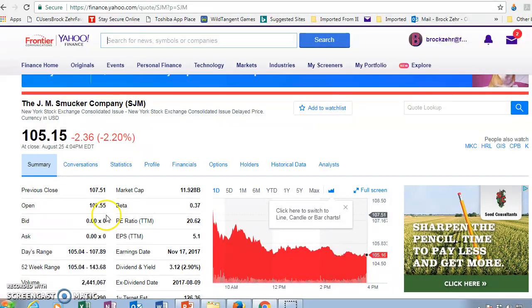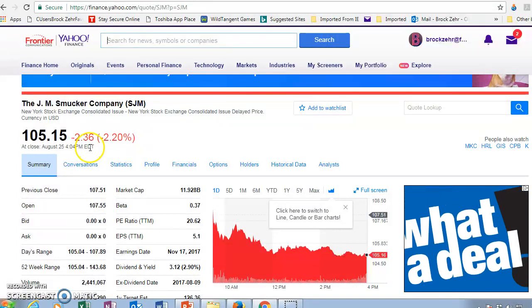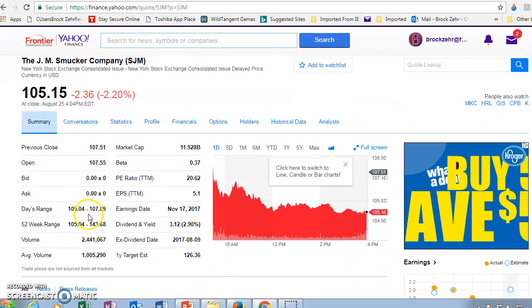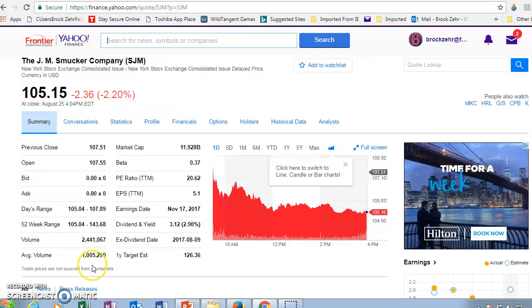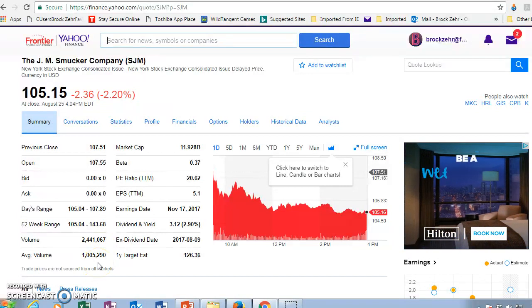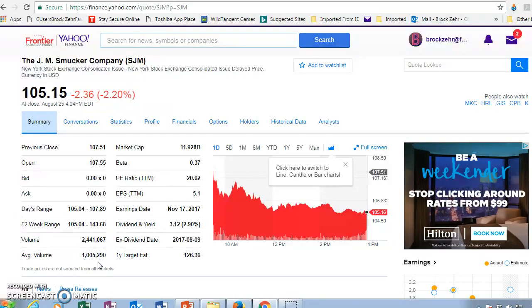You can see that it opened the day at $107.55. The prior day's close was at $107.51, so it dropped $2.36 during the trading day from the prior close. It gives the range of what happened during the day on that stock price and then the 52-week range of price. Volume was the number of shares that actually traded during this trading day. Average volume is the number of shares that normally trade during a trading day. So you can see on this particular day, volume was about twice what it typically is.